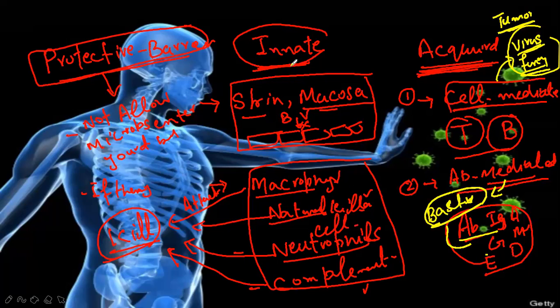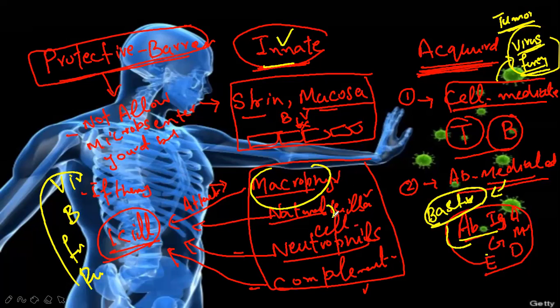Here you see in the innate immunity, there's no classification. Virus enters, bacteria enters, fungus enters, parasite enters, everything is attacked by the same macrophage, natural killer cell, neutrophil, complement system. They attack everything. They do not have specificity. I'll just give you a simple example.